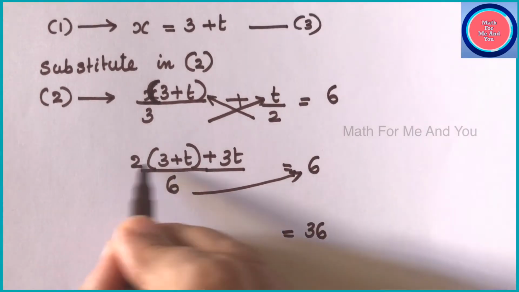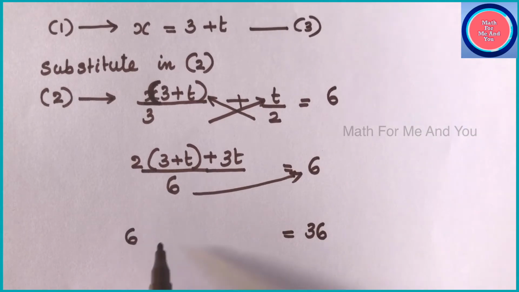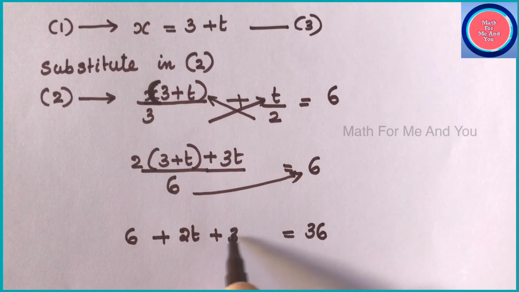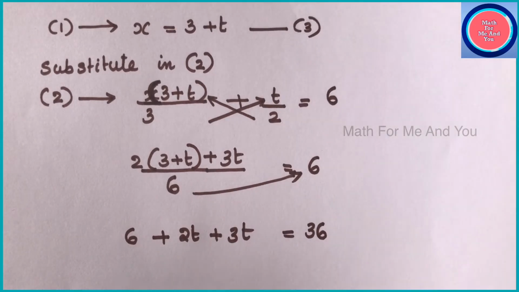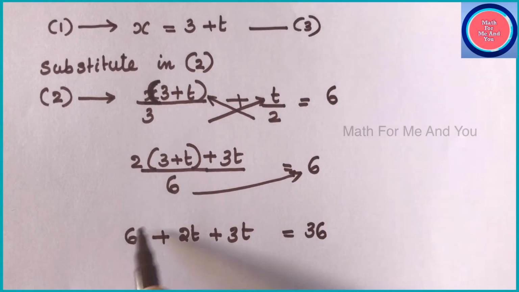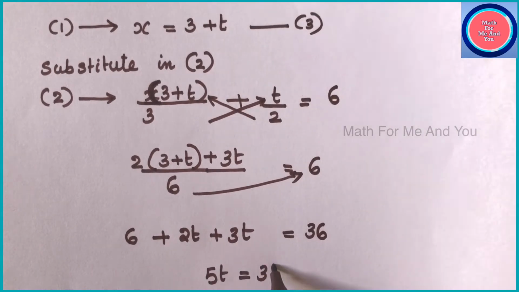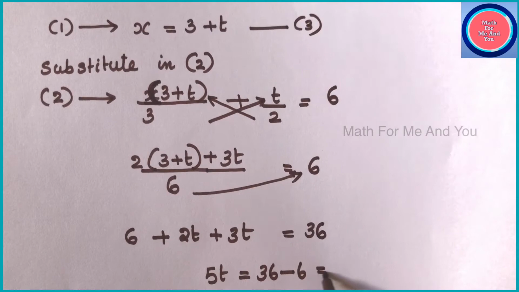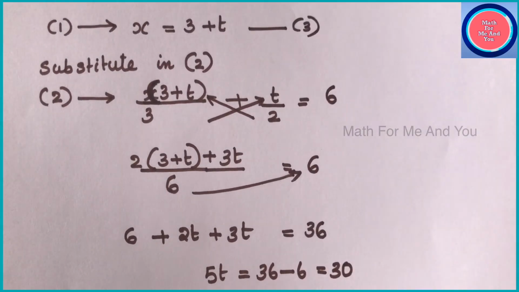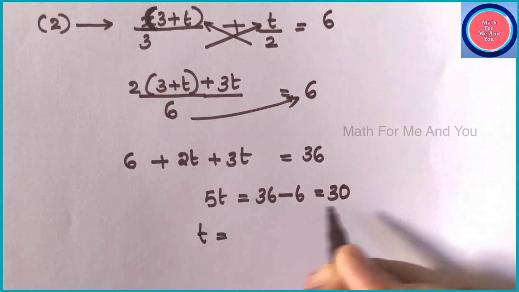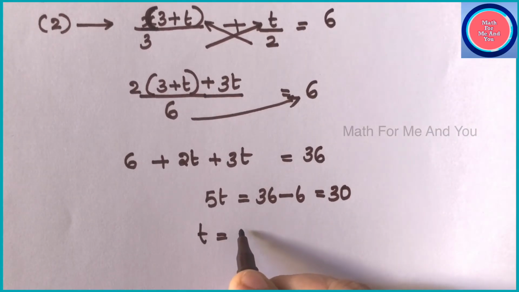On the left side now we can remove the bracket. 2 times 3, 6 plus 2 times t equals 2t plus 3t. Combine the t terms. 6 on the other side we can move. 2t plus 3t is 5t. Then 36 minus 6 equals 30. 5t equals 30. What is the value of t? t we get as 30 over 5. It is 6.